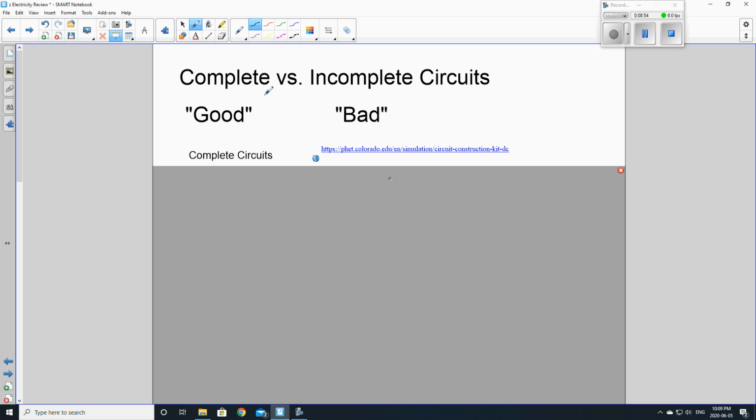Then we talked about complete or good circuits versus incomplete or bad circuits.